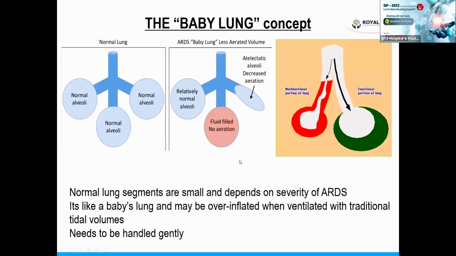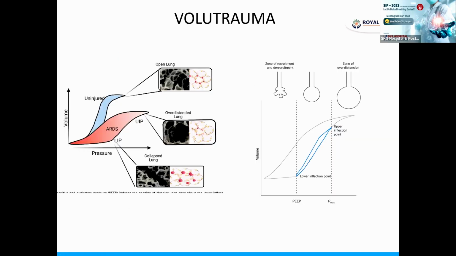So the normal lung segments are small, and it depends on the severity of ARDS. The more severe the ARDS, the less normal lung you have. It's like a baby's lung, and may be overinflated when ventilated with a traditional tidal volume, and it needs to be handled gently. So this is the main reason why patients get volume trauma.